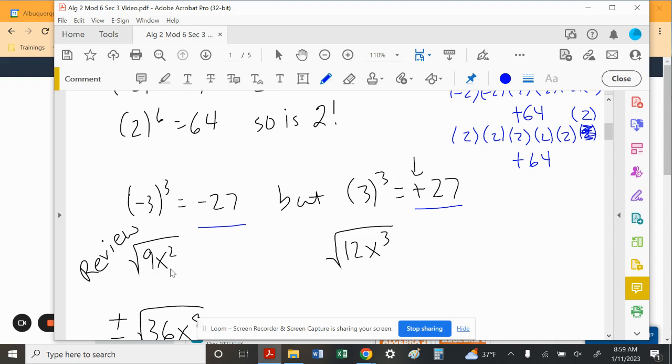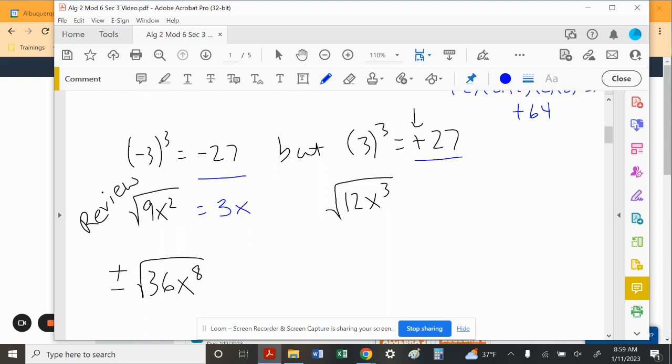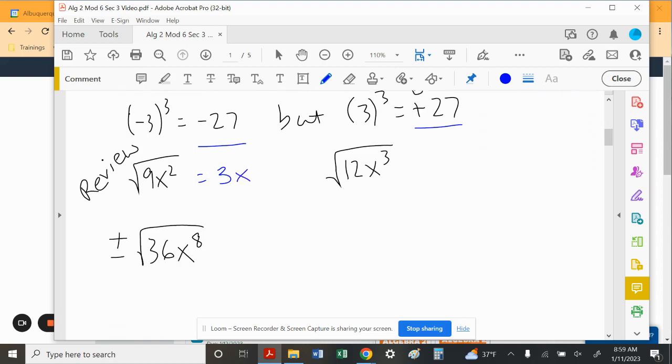So if I take the square root of 9x squared, I can do those separately. The square root of 9 is, of course, 3. And the square root of x squared is just x. Now, we're going to look at it in a little bit broader view, maybe a little bit differently. I'm going to take the square root of 3 times 3 times x times x, and for every 2 numbers or 2 letters, 2 of the same thing, I take 1 out. So notice I can take out a 3 and I can take out an x. So that's where the 3x comes from.